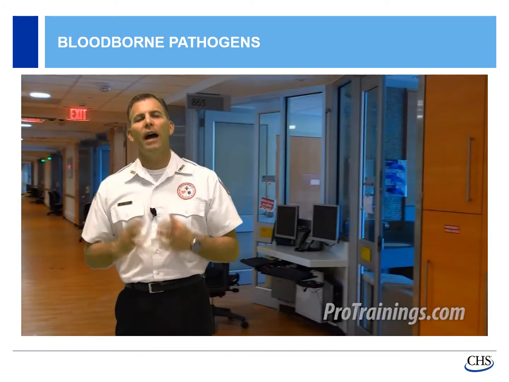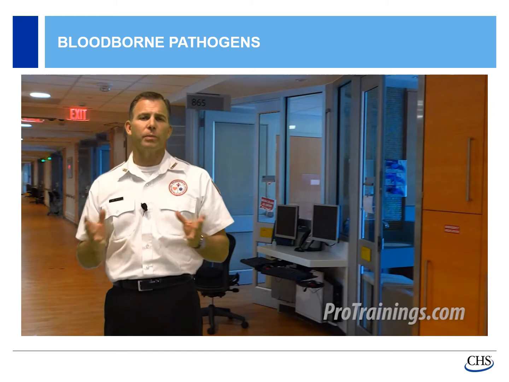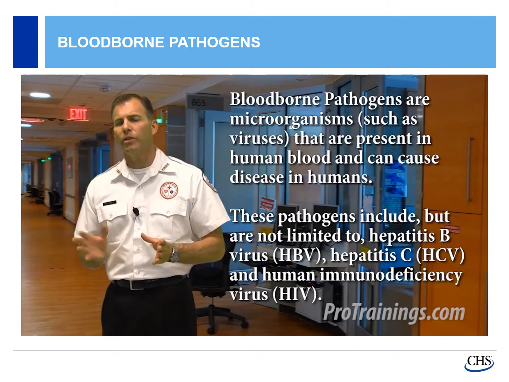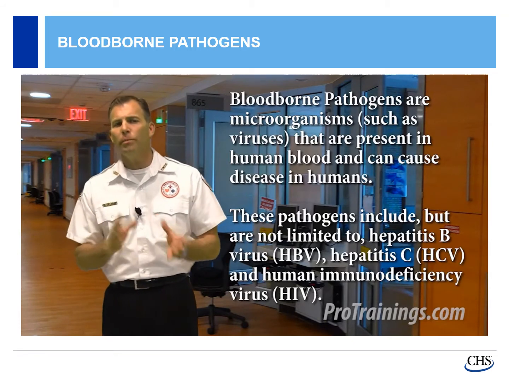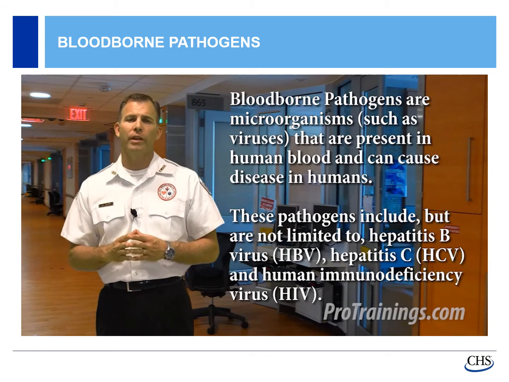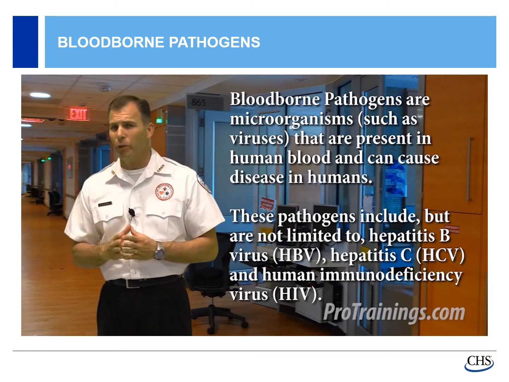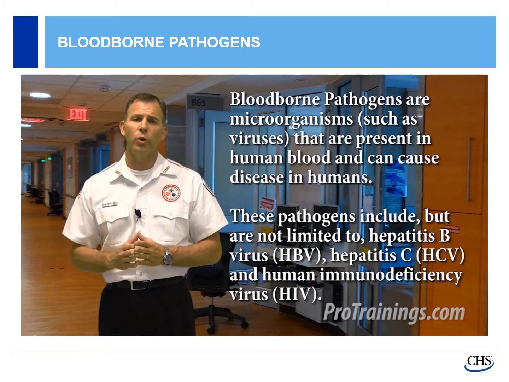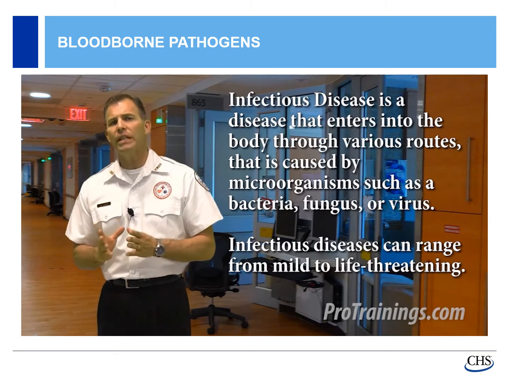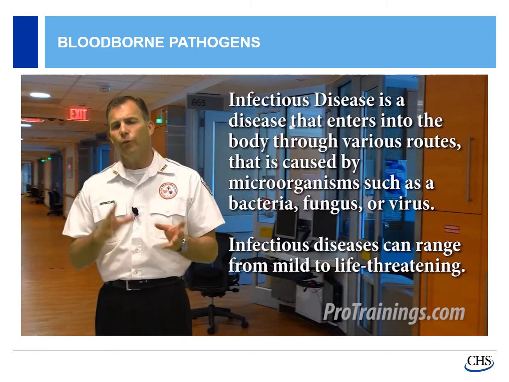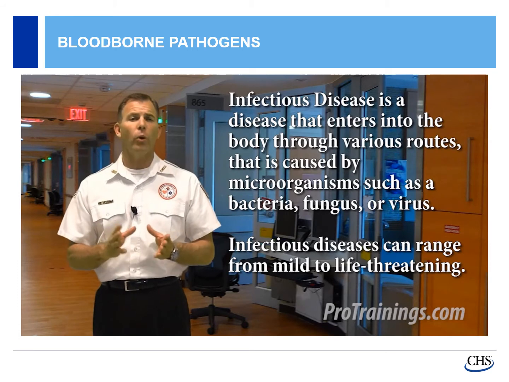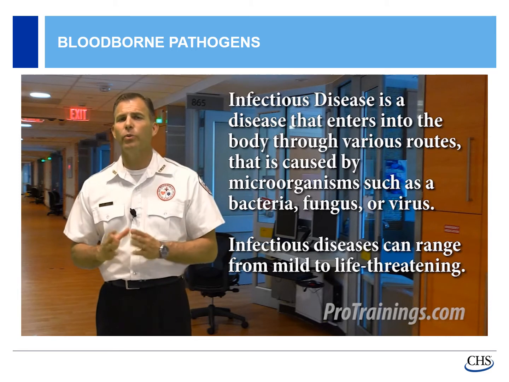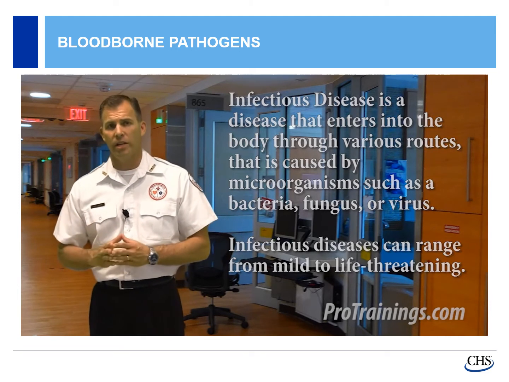So you might be asking yourself, how are bloodborne pathogens and infectious diseases spread? Well, first let's look at what a bloodborne pathogen is. It's a microorganism, such as a virus, that is present in human blood and can cause disease in humans. These pathogens include, but aren't limited to, hepatitis B, hepatitis C, and human immunodeficiency virus, otherwise known as HIV. Infectious disease is a disease that enters into the body through various routes that is caused by microorganisms such as bacteria, fungus, or a virus. And infectious diseases can range from mild to even life-threatening.